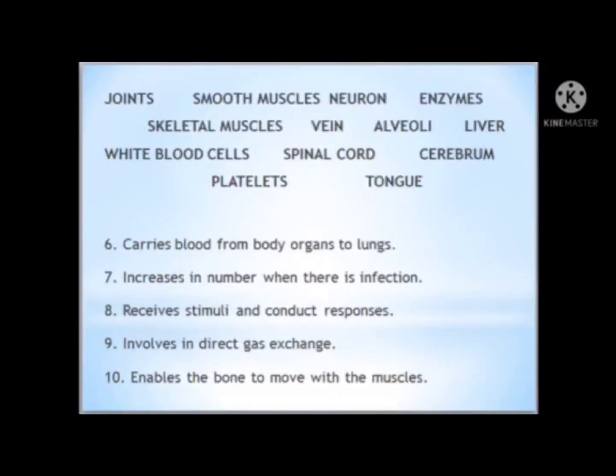For test 2, you're going to find the words from the box to identify the description given in items 6 to 10. You're going to write the words on the space provided. Okay, number 6. Carries blood from body organs to the lungs. Number 7. Increases in number when there is infection. Number 8. Receives stimuli and conduct responses. Number 9. Involves indirect gas exchange. And last number, enables the bone to move with the muscles.